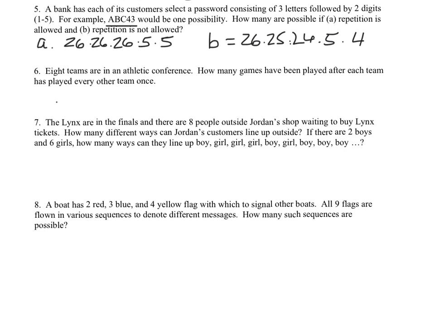Number 6, we have 8 teams in an athletic conference. How many games have been played after each team has played every other team once? So in this case, we have 8 teams. In order to have a game, we need to have 2 teams. Order is not important here, because if Springfield plays Sleepy Eye and Sleepy Eye plays Springfield, it's the same game. So this is simply combination 8, choose 2, which is 28.